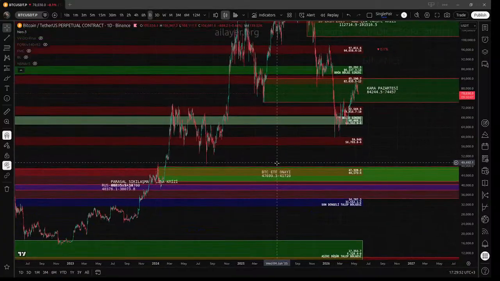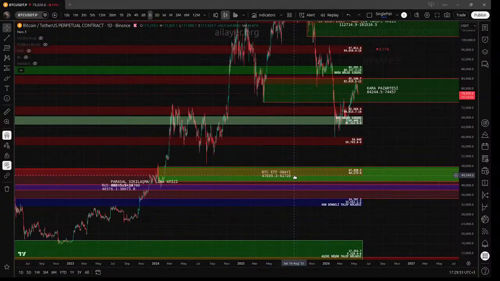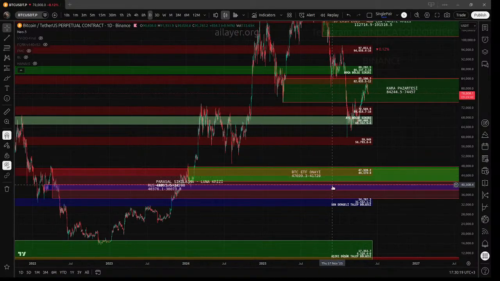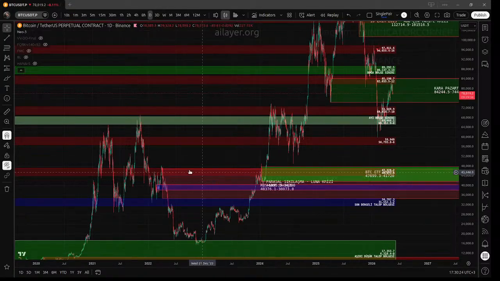Just look at it. This zone is labeled with reference as Bitcoin ETF approval. This is the Bitcoin ETF approval. Where is the area? 44 and 47K region. And pandemic stimulus just before it, and Luna crisis.